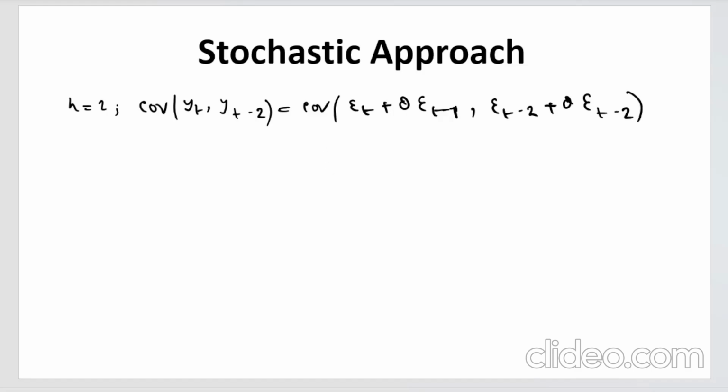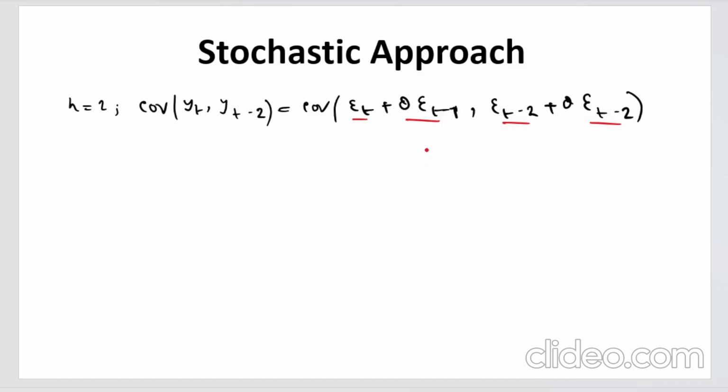Covariance of yt, yt minus 2. So covariance of epsilon t plus theta epsilon t minus 1, and here you have epsilon t minus 2 plus theta epsilon, instead of t write t minus 2, so you have this. Now if you notice carefully, do we have anything common here?